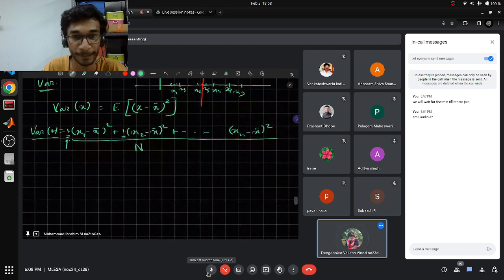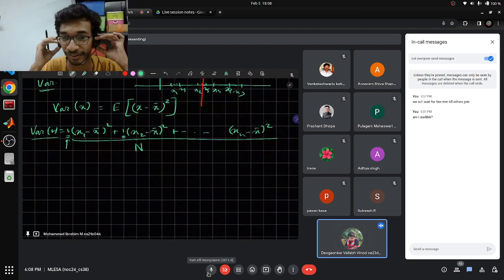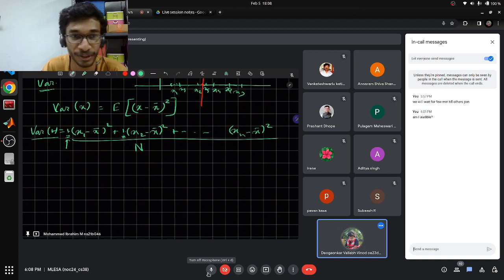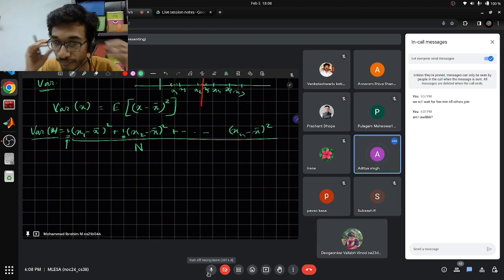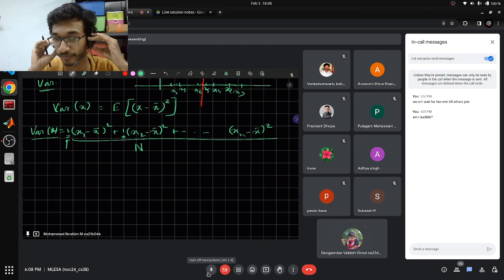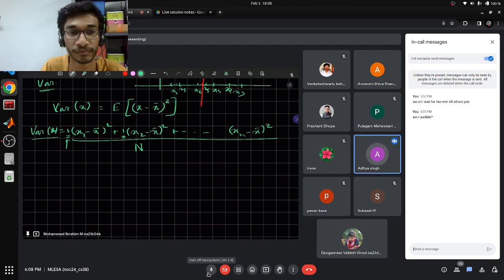Okay, so is everything clear till this point, or should I go over any part? Can you reiterate the weightage part? The weightage part, can you reiterate?